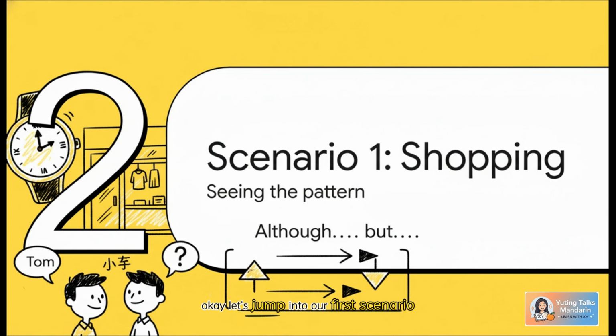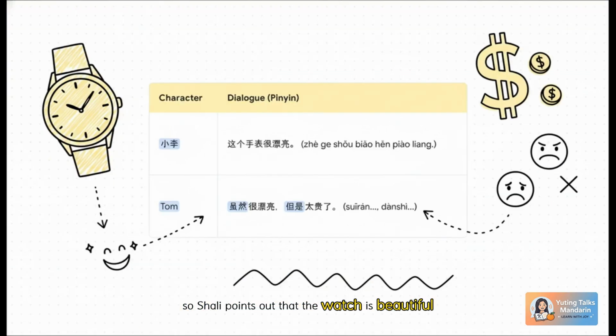Okay, let's jump into our first scenario. Shopping for a watch. This is where we get to see the pattern in a real, everyday situation. Imagine our friend Tom is out with his Chinese friend, Xiaoli, and they're looking at a watch in a store. So Xiaoli points out that the watch is beautiful. Tom totally agrees, but there's a problem. Now listen how he uses our pattern to connect these two ideas.